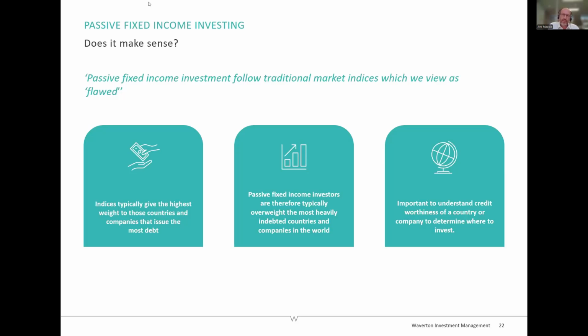So from our point of view, we think active, certainly in fixed income, makes more sense than passive, because we spend a lot of time understanding the creditworthiness of the company or the country, and really looking, as much as anything, for ways of avoiding things that can potentially go wrong.